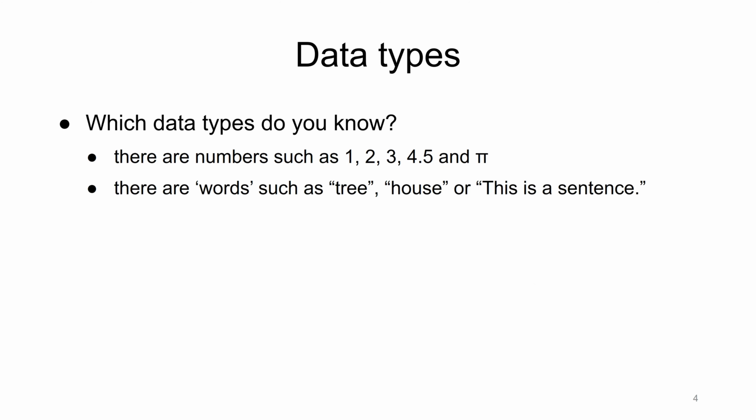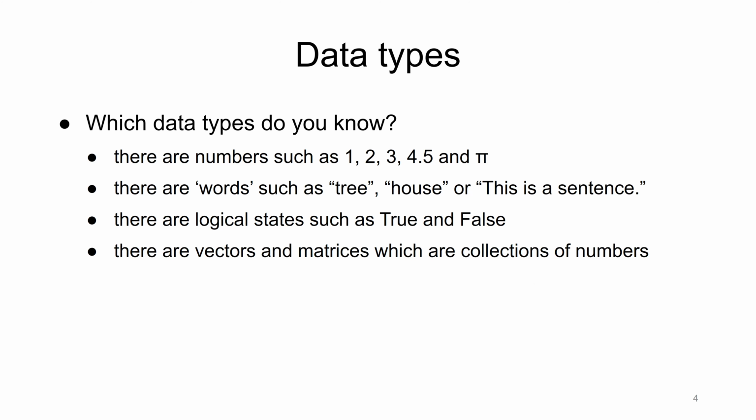Then there are what could be referred to as words or sequences of characters. So single words such as tree or house, or also entire sentences, such as this is a sentence. This data type in programming is usually known as a string, and we will have a look at this in a few minutes. Then there are logical states. A statement can either be true or false, with true corresponding to logical 1 and false corresponding to logical 0.